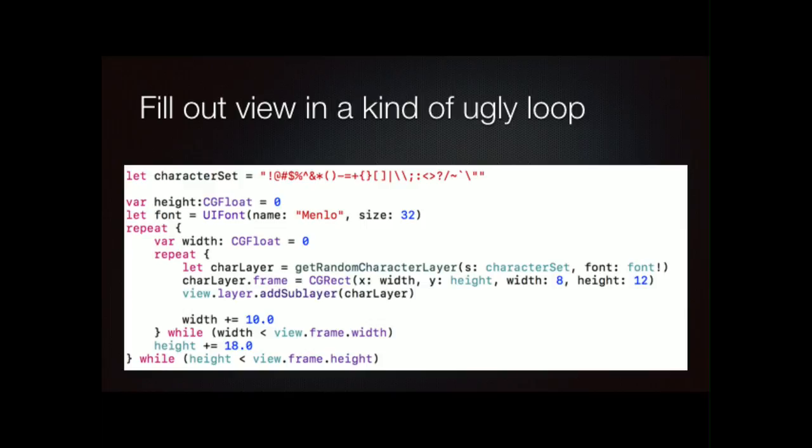And then I just fill in the view using an ugly for loop. I set up the character set. Remember, you have to escape out your backslashes and quotes. Give it a height, and have it loop through until it fills out your canvas with individual character layers. Each time that you insert one, insert it at the height and width offset.